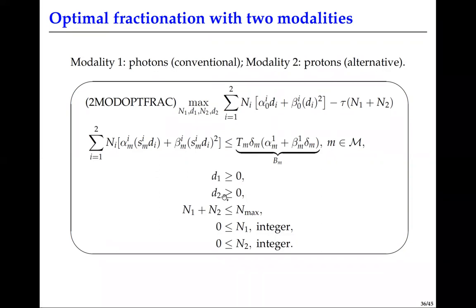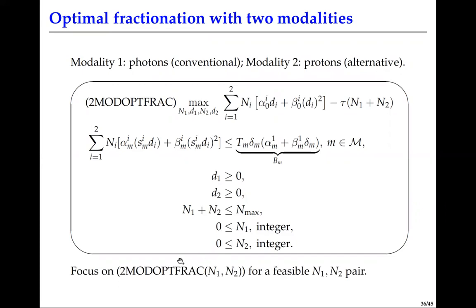And then doses have to be non-negative, and Nmax now is a bound on N1 plus N2, and N1 and N2 are integers here. Note that I am allowing N1 to be 0 or N2 to be 0, for instance, because I'm not assuming that both modalities are actually used. So in particular, if N2 turns out to be 0 in the solution to this formulation, then that means that modality 2 is not used.